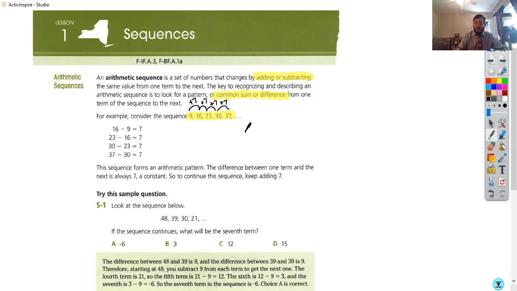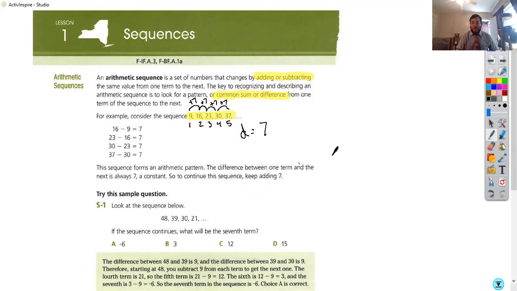So here, our common difference is going to be a positive 7, because each time we're adding 7 to get to the next term. So if we wanted to continue this to find the sixth term here, right, because here we have a sequence, this is our first term, second term, third term, fourth term, fifth term. To find the sixth term, we would add another 7, and we would see that it's 44. All right, so the sequence forms an arithmetic pattern. The difference between one term and the next is always 7, which is a constant. So to continue the sequence, we keep adding 7.